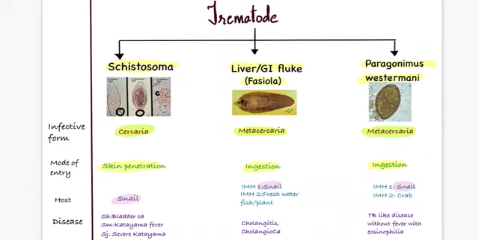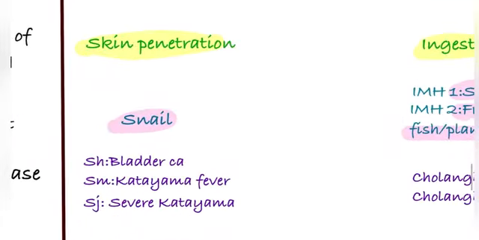There is a common host in all three trematodes, that is the snail, but there is a second intermediate host in the liver fluke, that is freshwater fish or plants, and in Paragonimus westermani the second intermediate host is the crab. So for Paragonimus westermani you will have a typical history in your question that the patient had consumed uncooked crustaceans. Now the diseases: Schistosoma haematobium causes bladder cancer, and Schistosoma mansoni and japonicum cause Katayama fever.